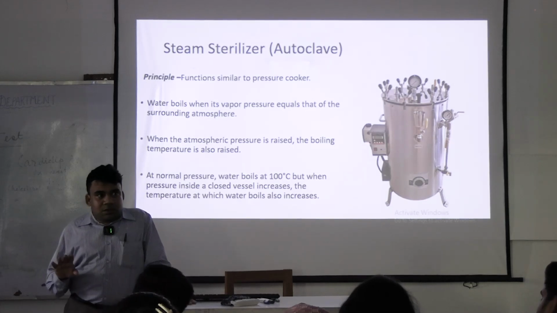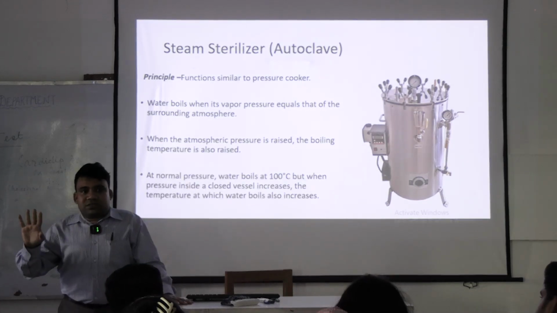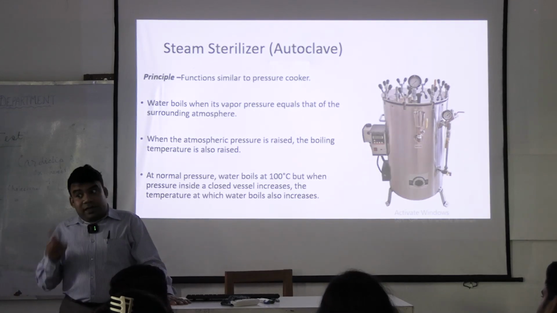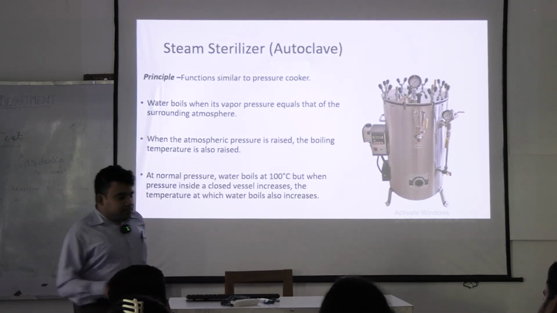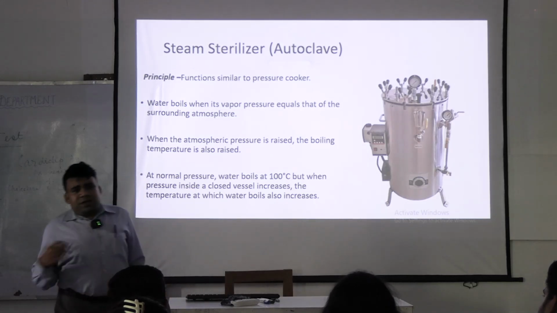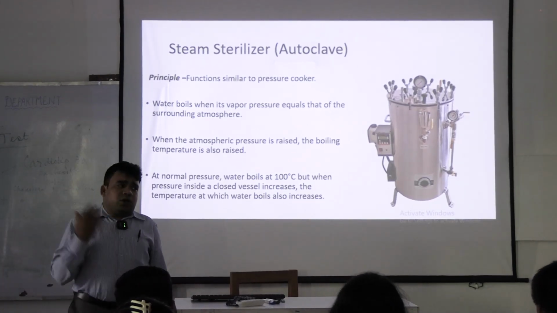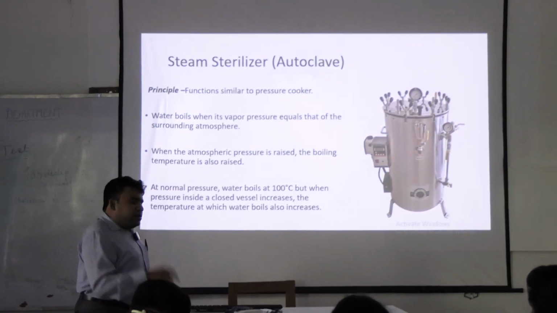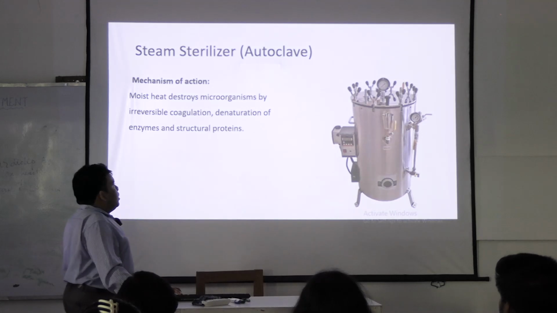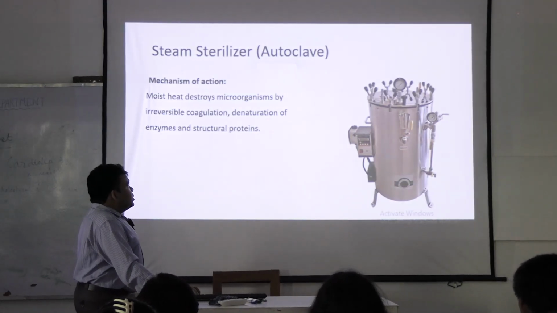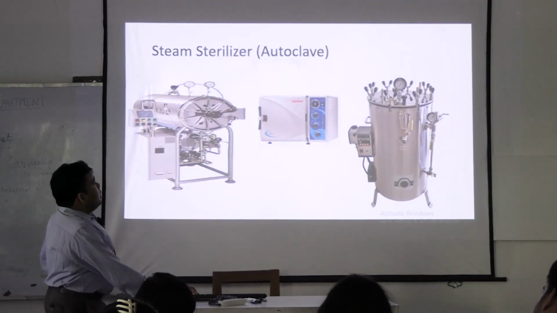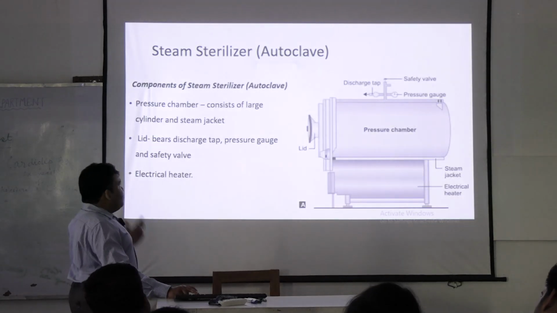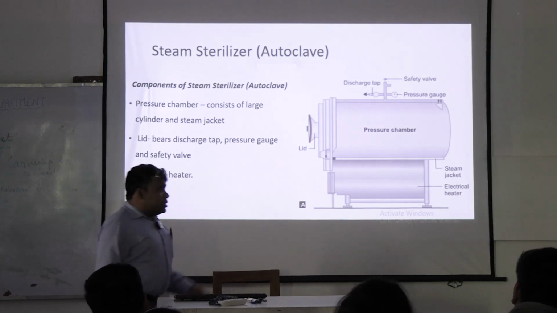Have you understood? The whole process is not 15 minutes, it is much longer depending on the size of the instrument. Contact time is 15 minutes. Okay. Now, there are many types of autoclave. It could be a vertical autoclave, a horizontal autoclave, a tabletop autoclave, or a digital autoclave. There are many variations, but the main functioning methodology is the same. The moist heat destroys the microorganism by denaturing of enzymes and structural proteins.